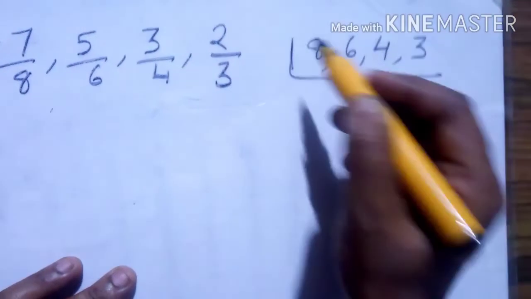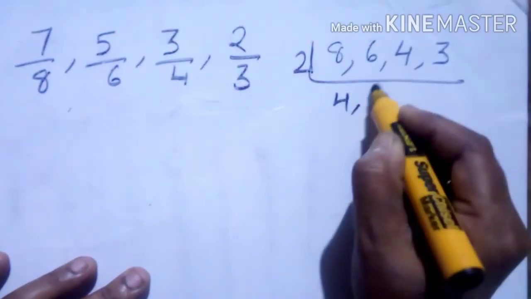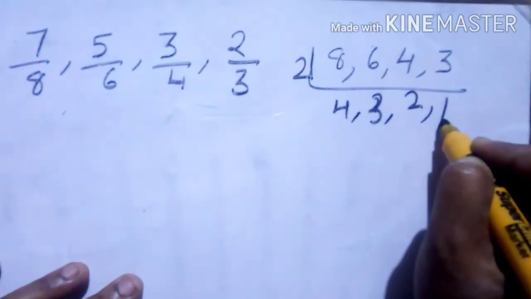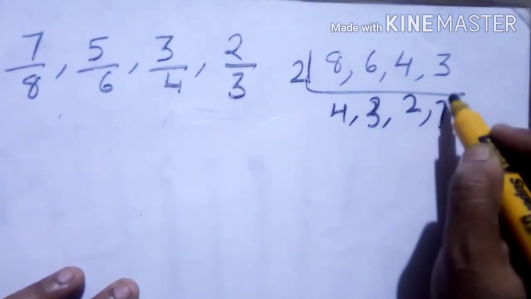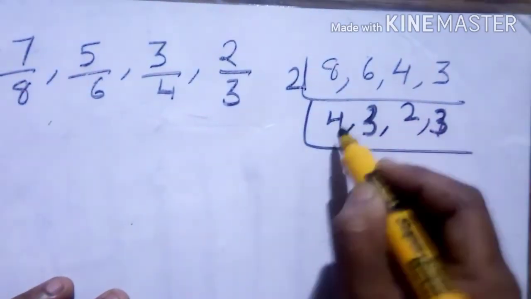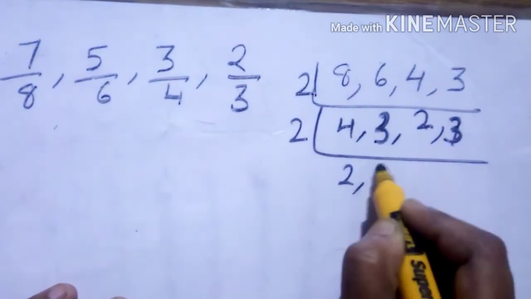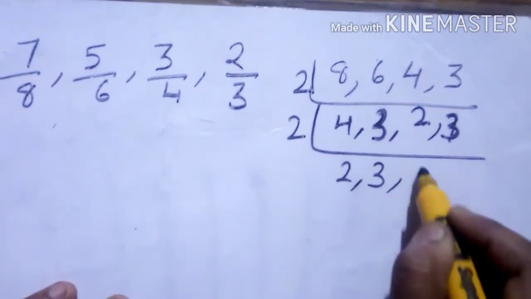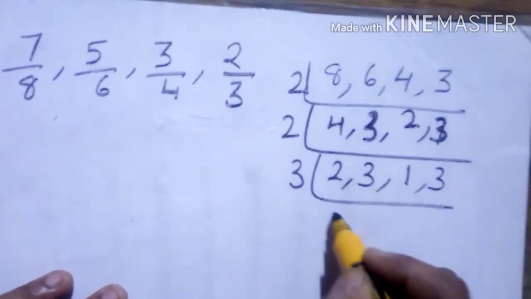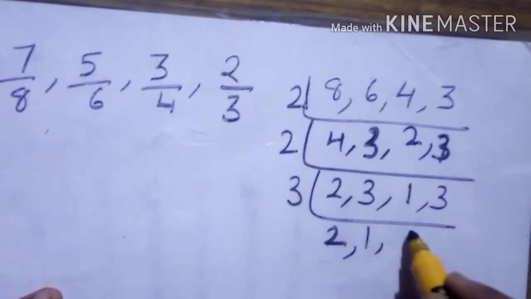Here it will go by 2. 2 goes 4 times in 8, 2 goes 3 times in 6, 2 goes 2 times in 4, 2 goes 1 time in 2, 3 stays. 2 will not go in 3, so write 3 itself. Now 2 and 4 are there, so you take 2. 2 goes 2 times in 4. Here 3, write 3 itself. 2 goes 1 time in 2. 3 itself right here. Then again 3. 2 will not go in 3, so write 2 itself. 3 goes 1 time, 1 itself.